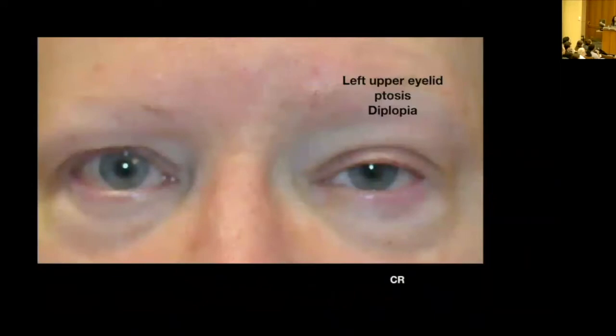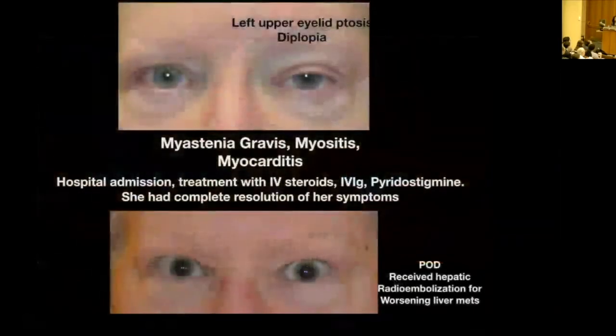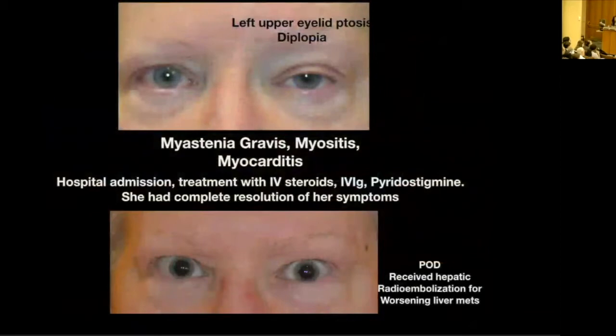A workup was performed, and she had elevated CK levels, myositis, elevated troponins, myocarditis, and she had acetylcholine receptor antibodies, and she was diagnosed with myasthenia gravis, myositis, and myocarditis. She was hospitalized and treated with intravenous corticosteroids, immunoglobulins, and pyridostigmine, and she had complete resolution of her ophthalmic symptoms at 6 months. However, she did have progression of disease and later received radioembolization for worsening liver metastasis.